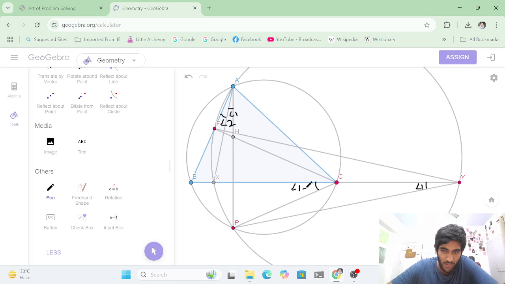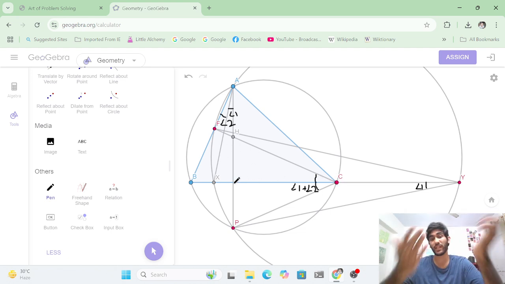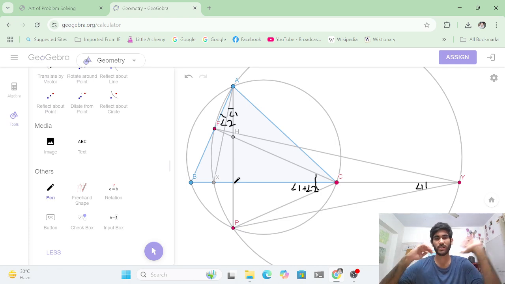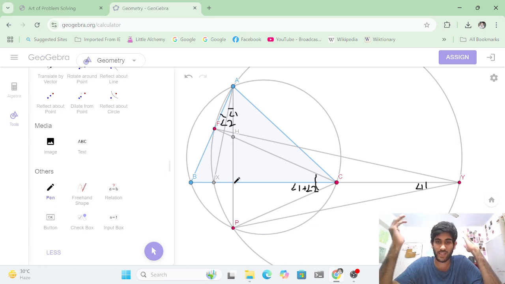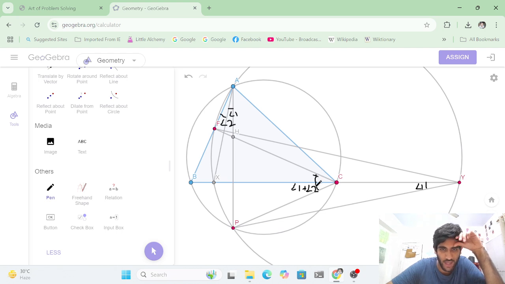And if this is 1 plus 2, then this is going to be 1 plus 2 as well, because HC and this point, let's call it E for now, HCE will be congruent to PCE. So this angle and this angle are equal. This is 1 plus 2 as well, angle BCH. And because of the external angle theorem, this is angle 2.